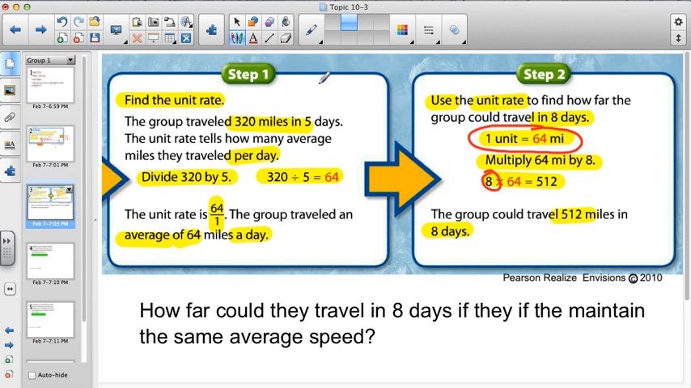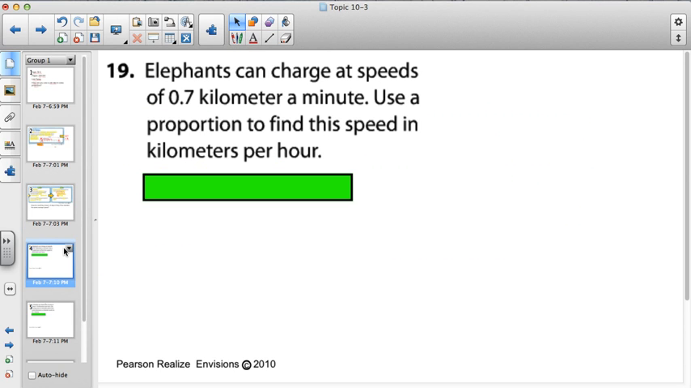Alright? So now let's take a look at some problems in the book. Okay? Why don't you take a look at this problem and see if you can solve it. Pause the video and see if you can answer this question.